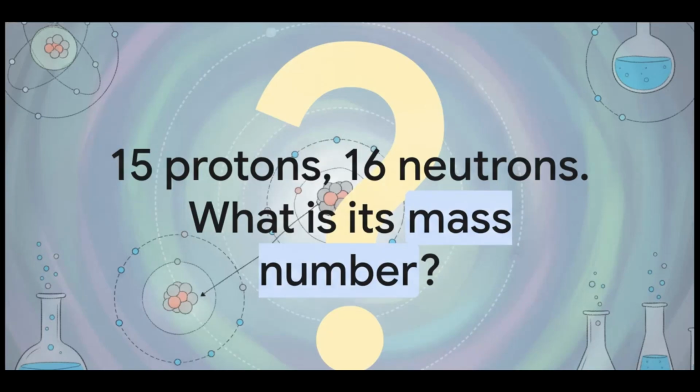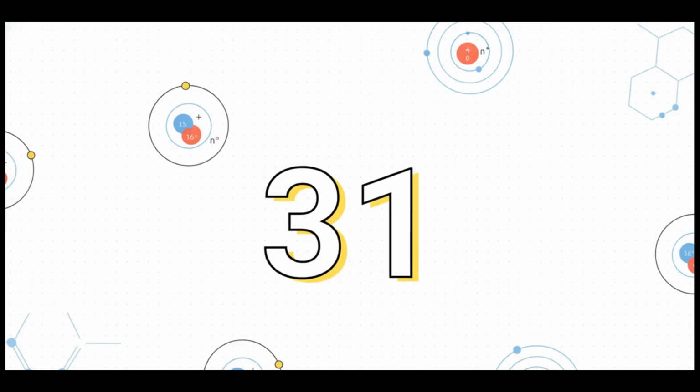Let's keep this momentum going. We're looking at the exact same atom. 15 protons, 16 neutrons. What is its mass number? Do that mental math real quick. 31. You got it. You simply add the 15 protons and the 16 neutrons together to get your total mass inside the nucleus. Fantastic job.